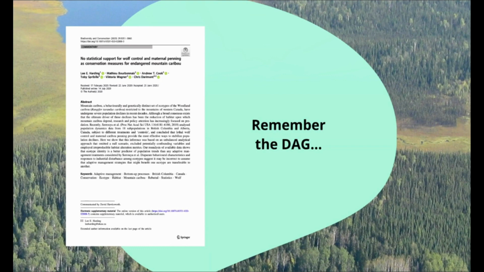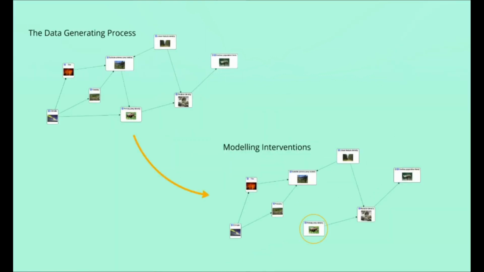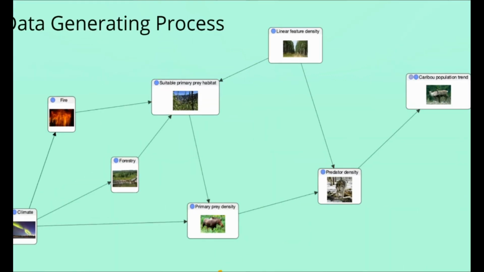And we can see how that could happen if we remember our DAG again. So just reminding you, this is what it looks like. And what they did in that study, of course, is they looked statistically at the effect of intervening on this variable. Translocation is actually directly intervening on the outcome variable.